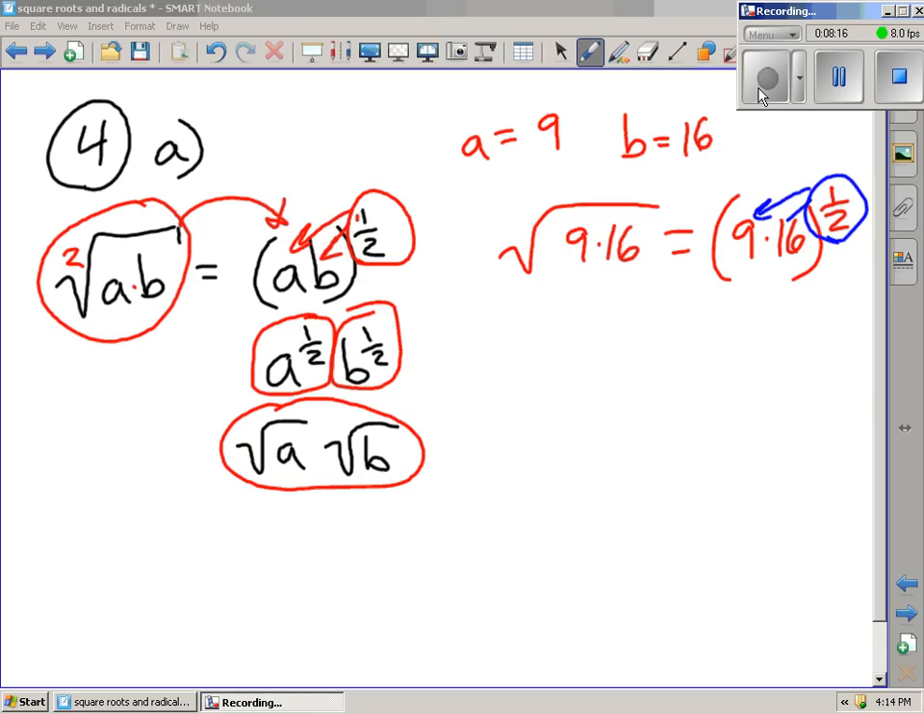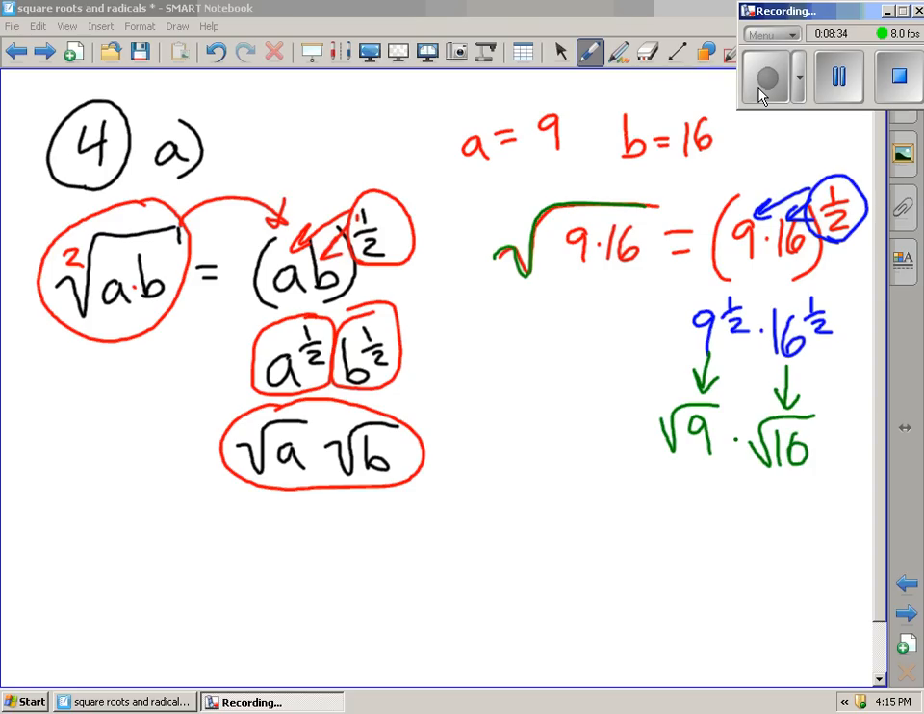So we're going to take it to each piece. We have 9 to the power of 1/2 times 16 to the power of 1/2. And then we're going to go back to how we had it before, where we had a radical. We're going to change it from having a power of 1/2 to being the square root of 9, and now we have the square root of 16.